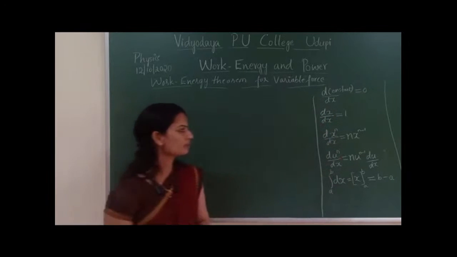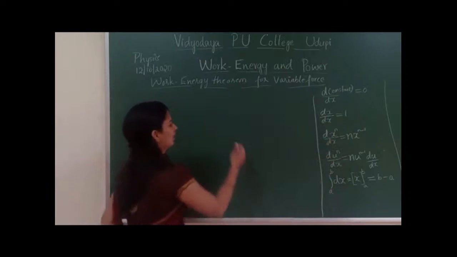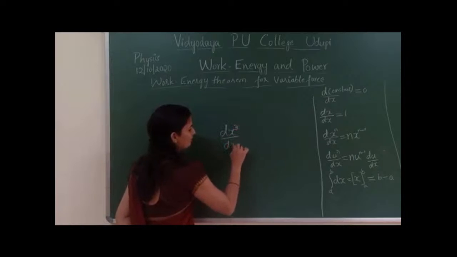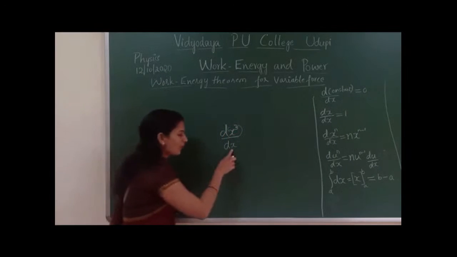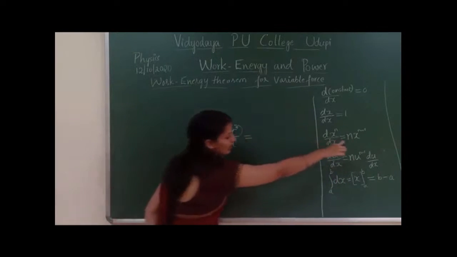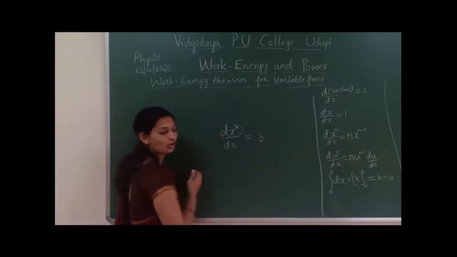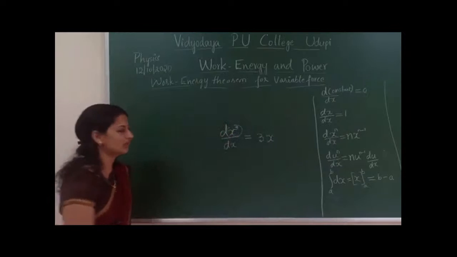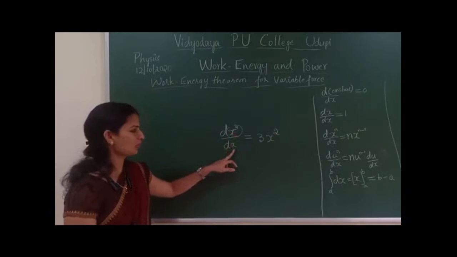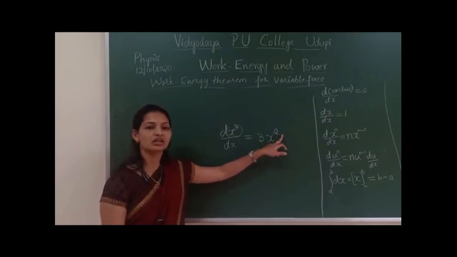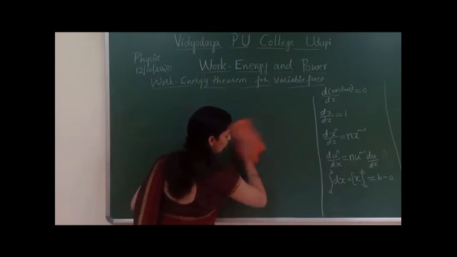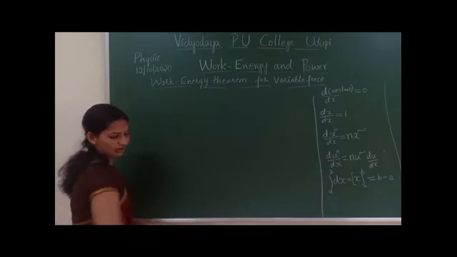Okay, just remember this. For example, take the differentiation of x cube with respect to x. According to this formula, n means 3 here, so 3 into x to the power n minus 1, that is 3 minus 1 is 2. So the differentiation of x cube with respect to x is 3x square. Okay, this is a way of finding the differentiation of x cube.